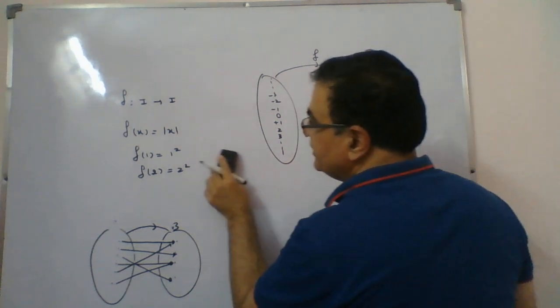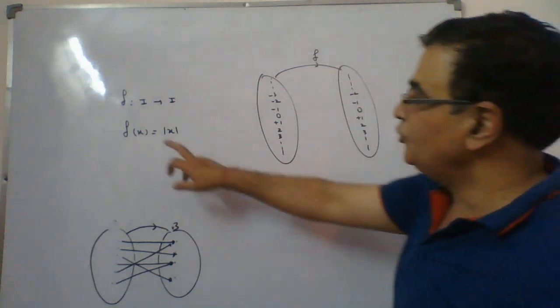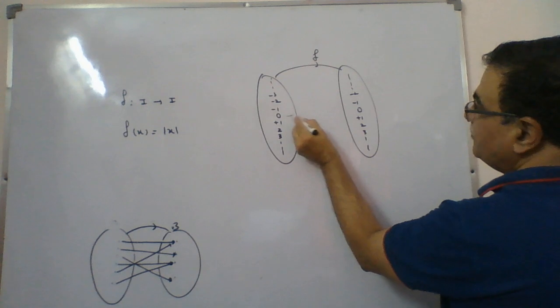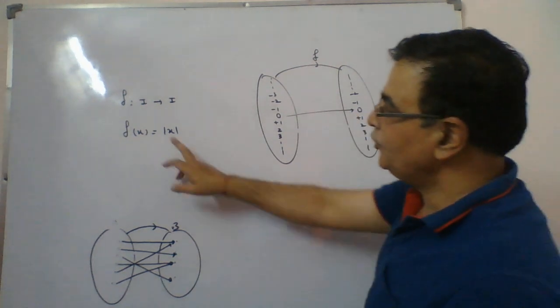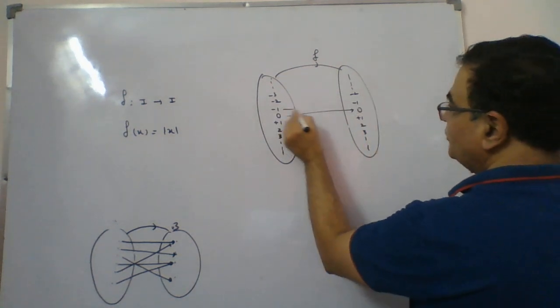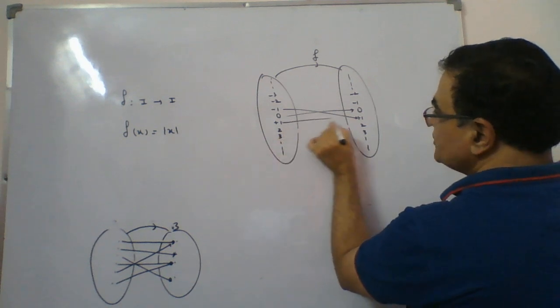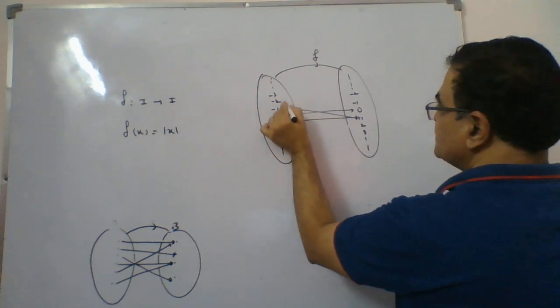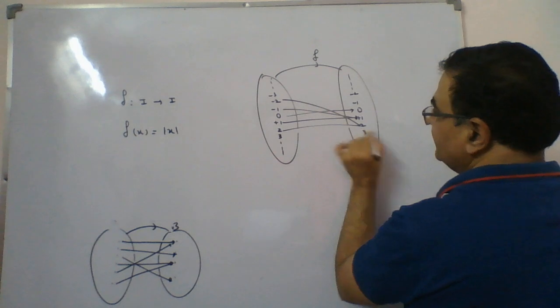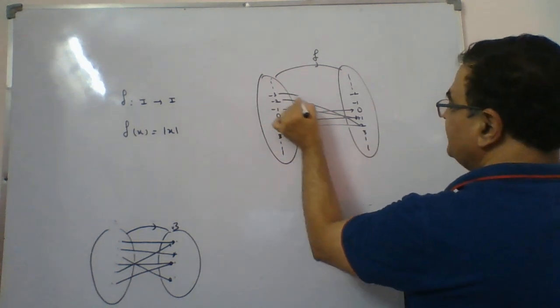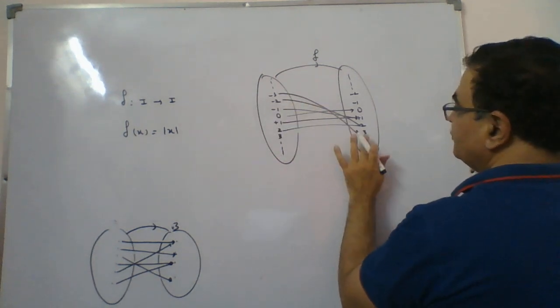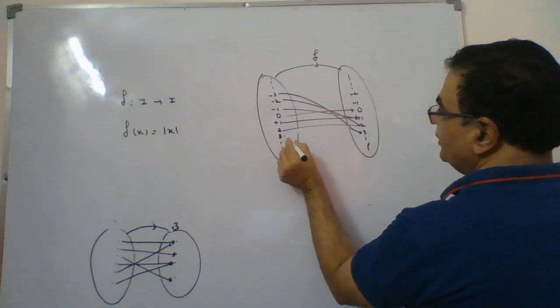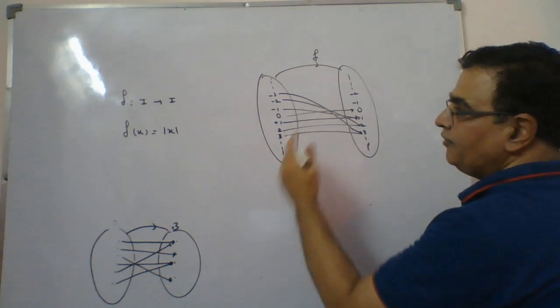Then we check again, is it a function or not? When you put in 0, the image comes out to be 0. When you put in minus 1, the image comes out to be 1. Plus 1 also has image 1. Minus 2 will have image 2. Plus 2 will have the image 2. Minus 3 has the image, sorry, 3. 3 will have the image 3. Same way we will say in this case.